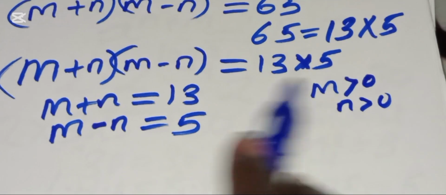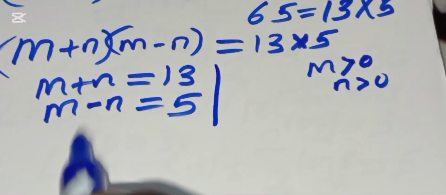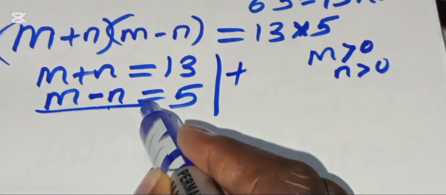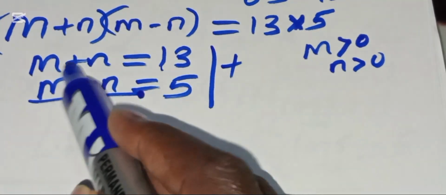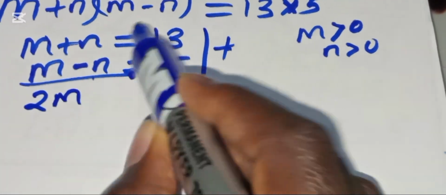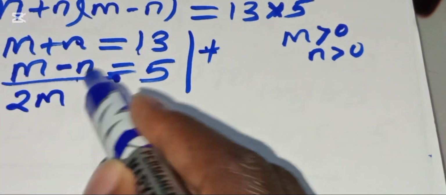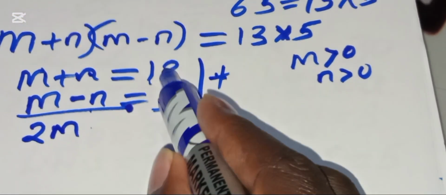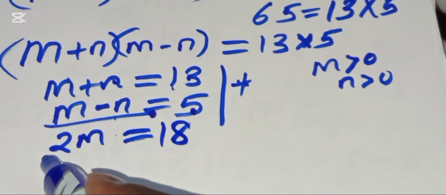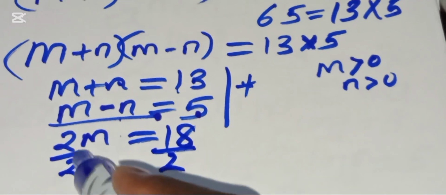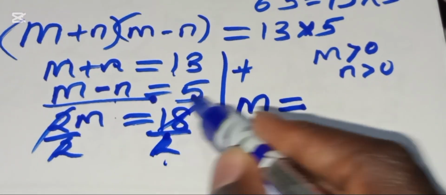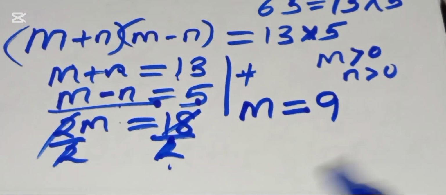Now we have two equations, and we can add these two linear equations. So we have m plus m, which is equal to 2m, n plus minus n simplifies, and then you have 13 plus 5, which is equal to 18. So we divide both sides by 2, so the value of m is equal to 9. So this is the value of m.